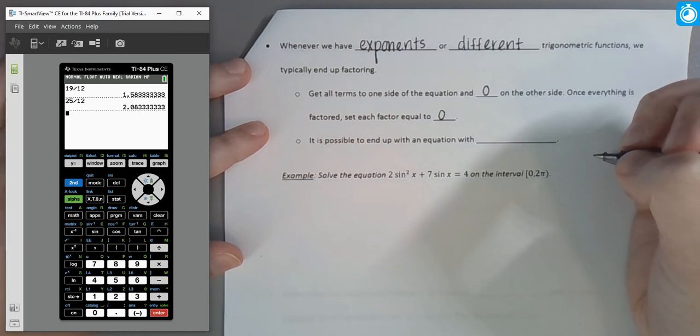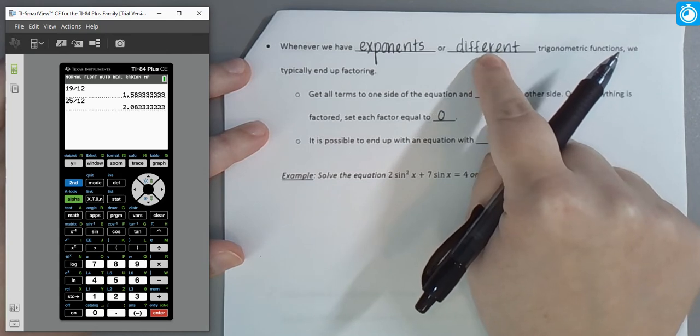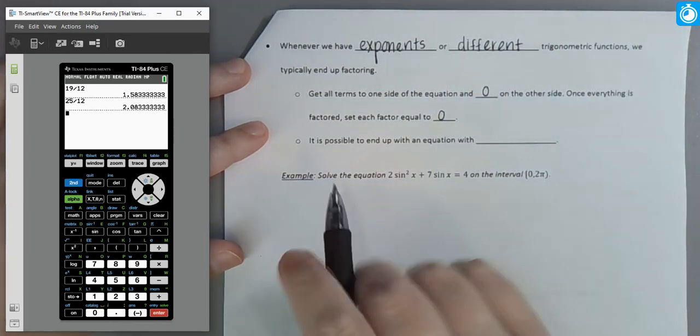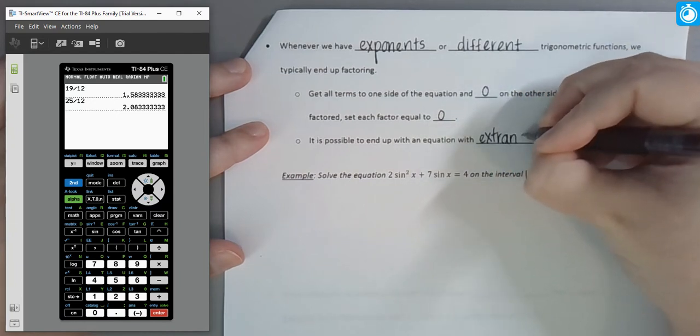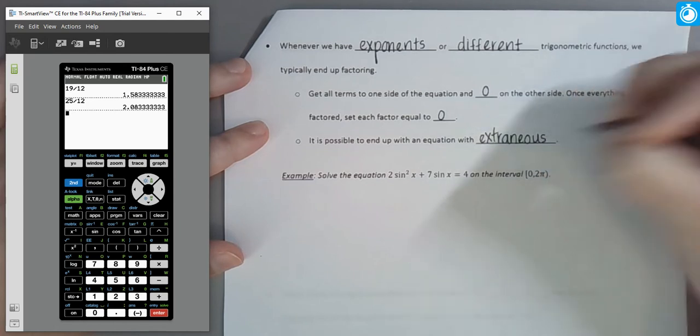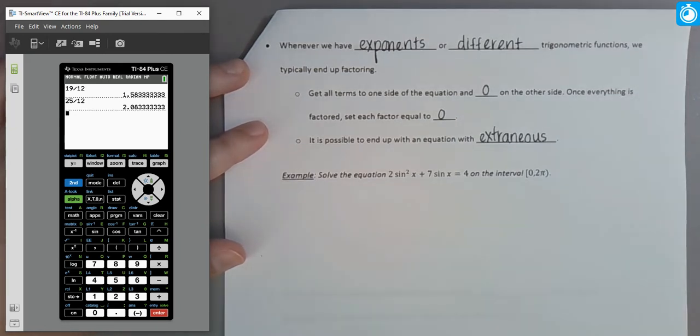Now, one thing we have to be mindful of, particularly from the standpoint of having different trig functions in the same equation, it is possible to end up with an equation that is extraneous. It can't be solved, or potentially the solution we generate works in one of our trig functions, but it's undefined in our other trig functions. So for instance, when we have tangent, cotangent, cosecant, and secant, remember those four functions are not defined for every x value. So it's possible we generate a solution that wouldn't work in one of those particular situations.